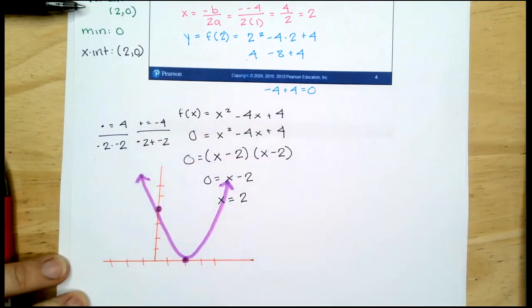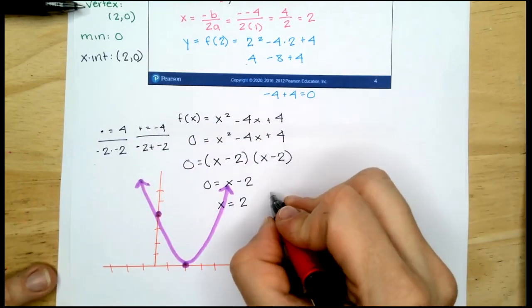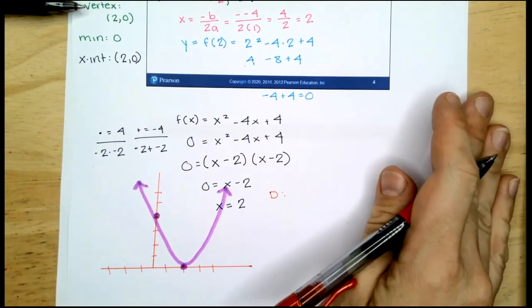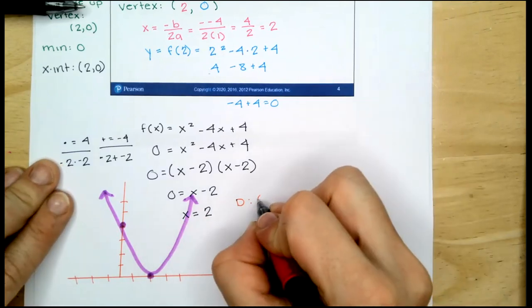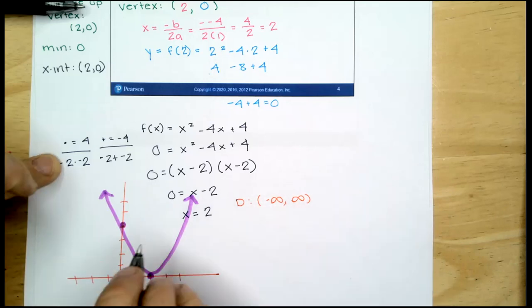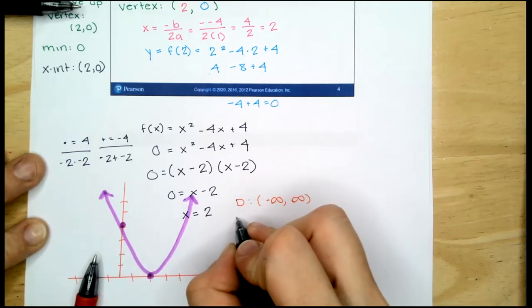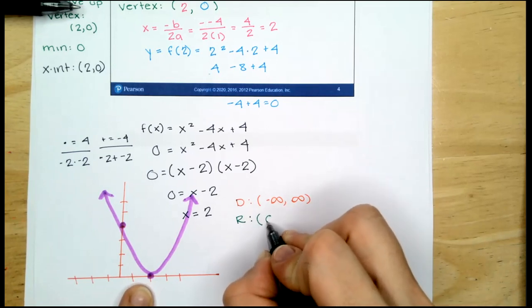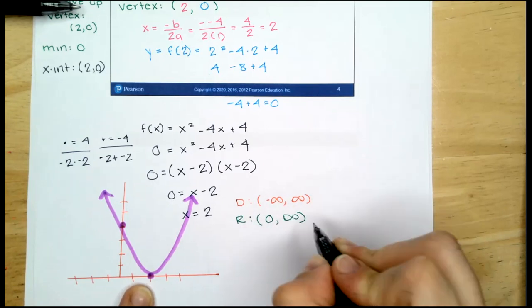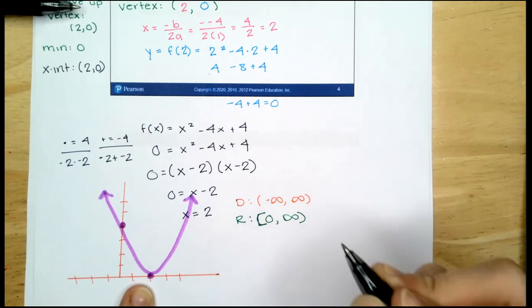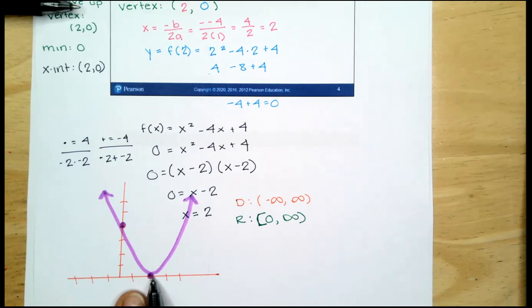So the domain and range. The domain is on my x, all real numbers, negative infinity to infinity, or x equals all real numbers. My range is from, and not including 0, right? Forever. I guess it is including 0. Sorry. We start at 0 and go up forever for our range.